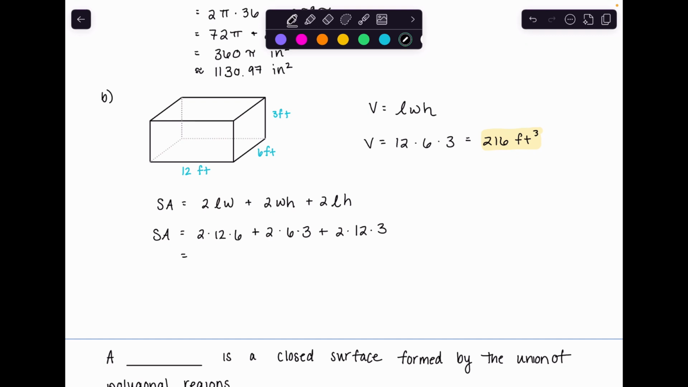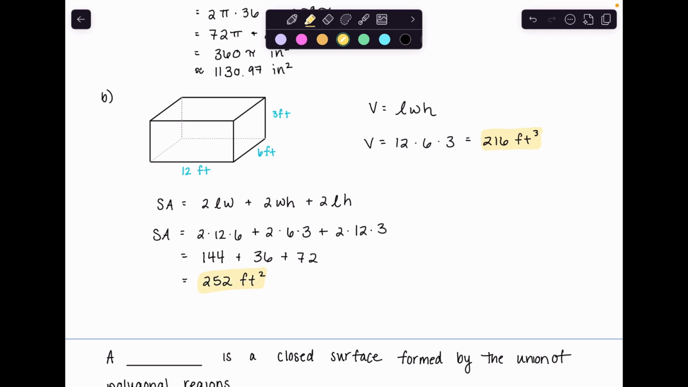So if I multiply these out, 2 times 12 times 6 will give you 144. 2 times 6 times 3 will give you 36. And 2 times 12 times 3 will give you 72. So adding these all together gives you 252, and it's an area, so that unit of measure is squared. So my surface area is 252 feet squared.